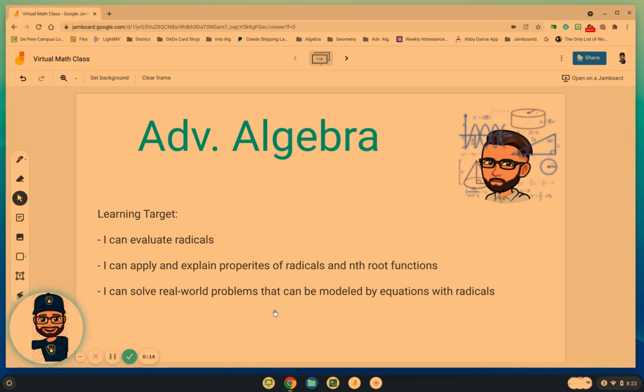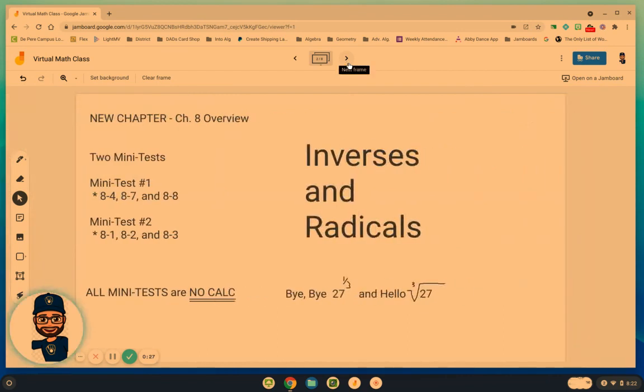So we're going to expand a little bit of what we ended last chapter with, where we started to look at different square roots. Radicals are square roots with different root values. So here's just a quick overview of Chapter 8 and what we're getting into, called inverses and radicals. Again, these square root symbols are the radicals.